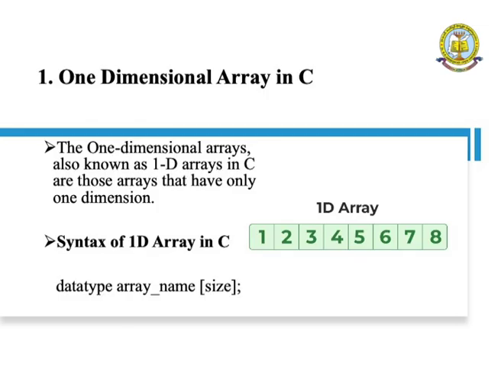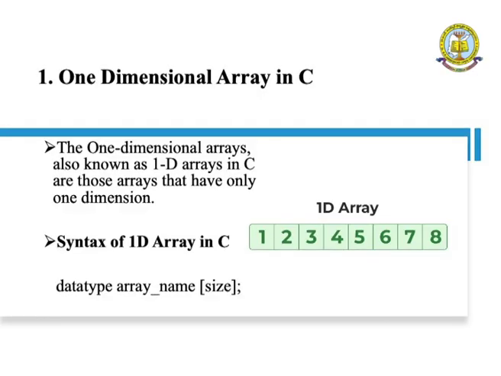Till now we have discussed various examples. Those examples will be considered as one dimensional arrays only. The syntax of a 1D array, or one dimensional array, is data type followed by array name and followed by the size of the array inside square brackets. We have seen so many examples, int data[10], int a[5], all these are examples of one dimensional arrays. You can see in this picture also I have taken a one dimensional array and stored the elements like 1, 2, 3, 4, 5, 6, 7, 8.